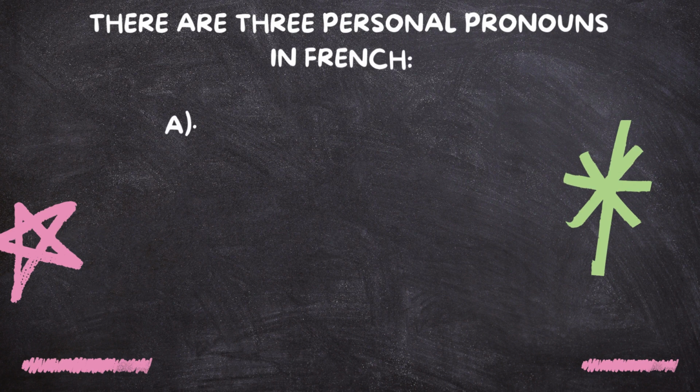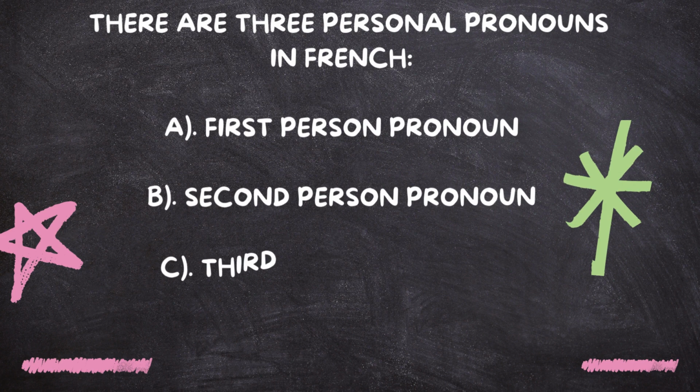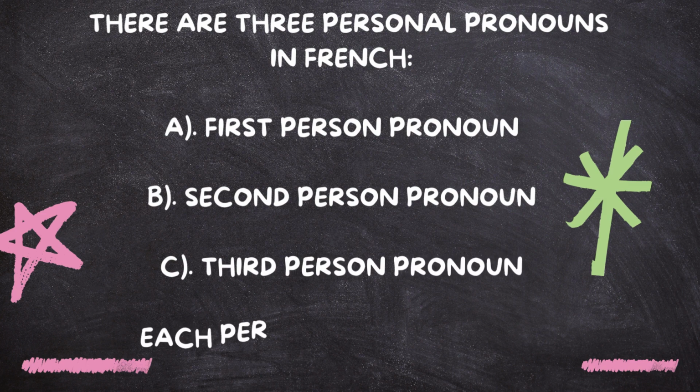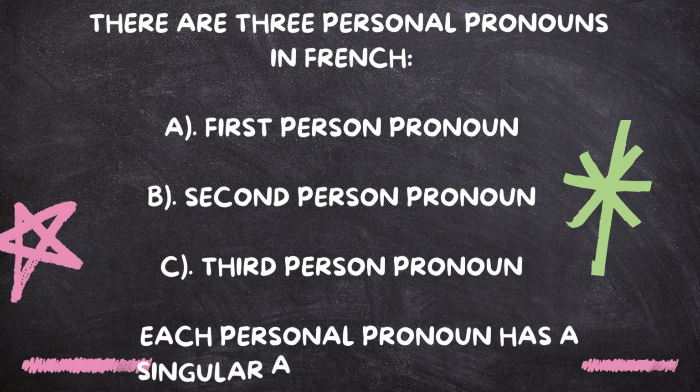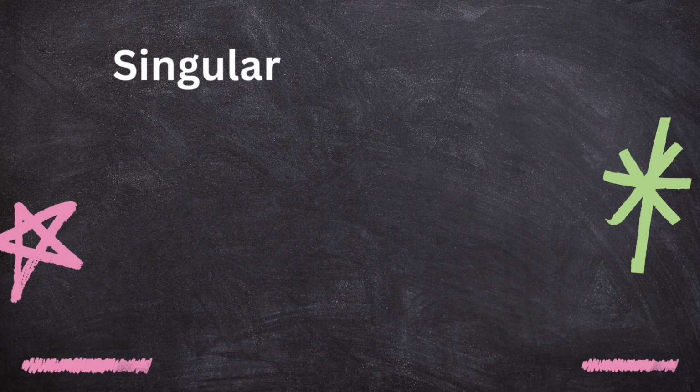There are three personal pronouns in French. We have first person pronoun, second person pronoun, third person pronoun. Each personal pronoun has a singular and plural form in French. So we have singular and plural.